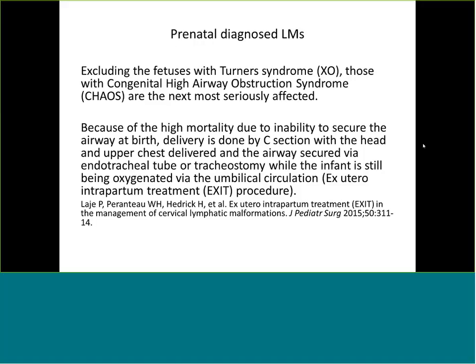So this is a special group of babies who have a macrocystic or microcystic lymphatic malformation of the anterior neck. This is not the group that we were just talking about. Because of the high mortality due to inability to secure the airway at birth, delivery is done by C-section with the head and the upper chest delivered and the airway secured via endotracheal tube or tracheostomy. This technique is called the EXIT procedure, the ex utero intrapartum treatment.